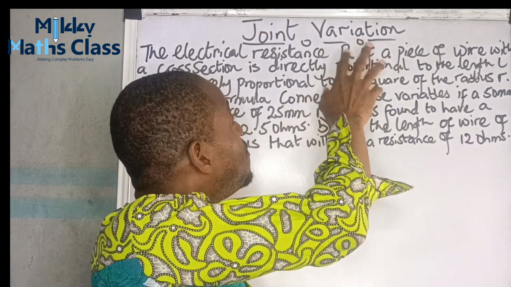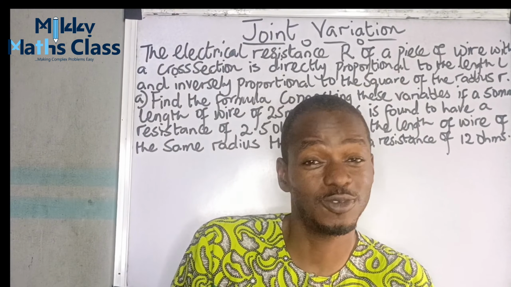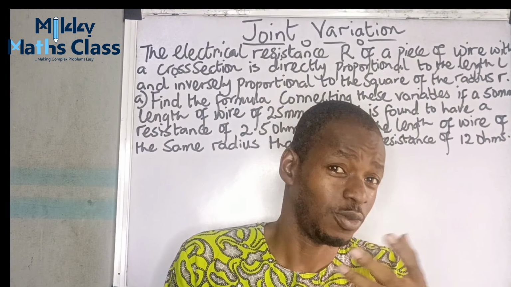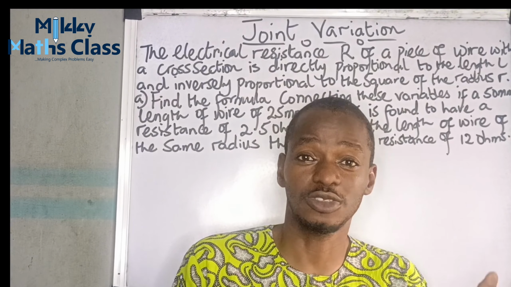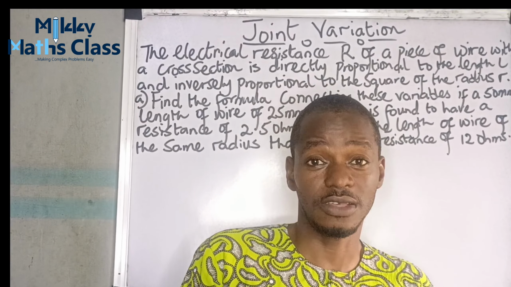The joint variation, to join two things together from the word join. We have been looking at variation, we've looked at direct variation, inverse variation. You can check out our video on that.